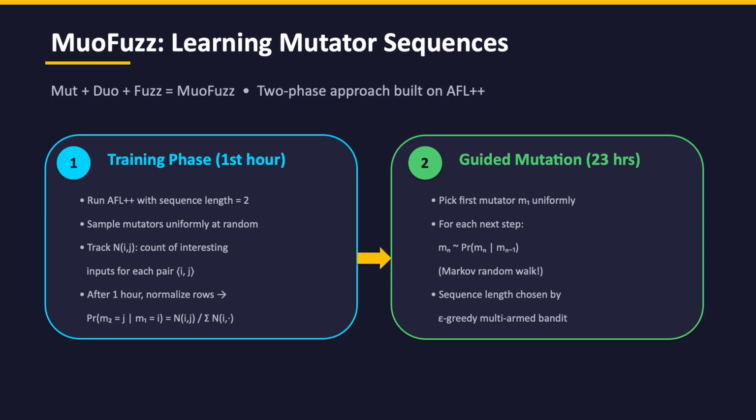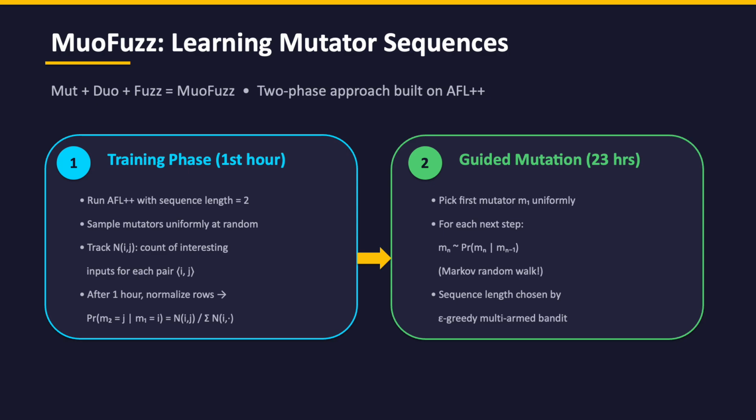Okay, so the interaction effect is real. Now what? The authors built MuFuzz. That's mutator duo plus fuzz, to exploit it. It's a two-phase approach built directly on top of AFL++. Phase 1 is the training phase, and it takes 1 hour. During this time, MuFuzz runs AFL++ with the same 3 modifications from the experiment: sequence length fixed at 2, uniform random sampling, and tracking the matrix N.